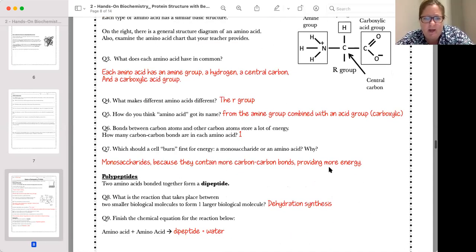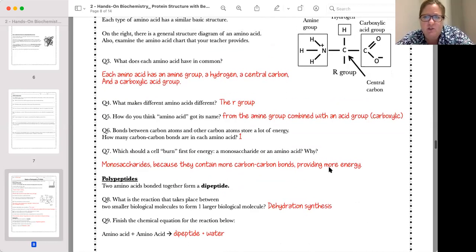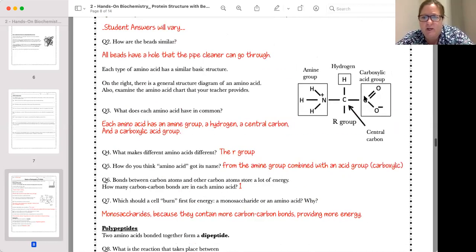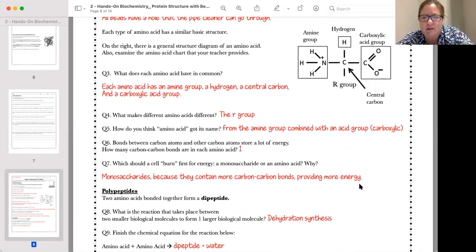Bonds between carbon atoms and other carbon atoms store a lot of energy. How many carbon-carbon bonds are in each amino acid? You only have one, and it's right here. So that's your only carbon-carbon bond, meaning that these contain less energy than our polymers, our monosaccharides and polysaccharides, because those had lots and lots of carbon-carbon bonds. So your body would want to use the energy from these monosaccharides and polysaccharides before using energy from your protein.